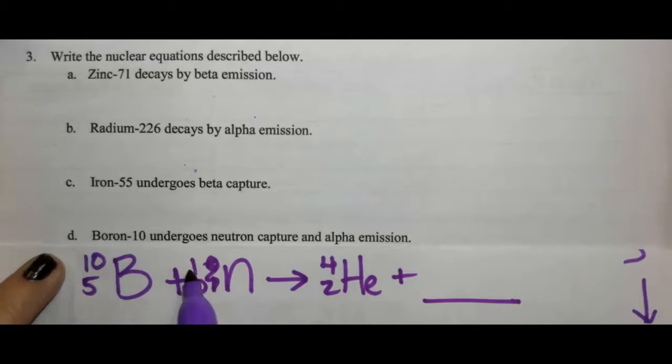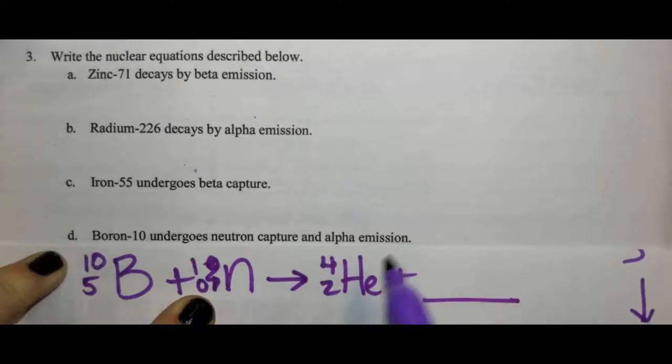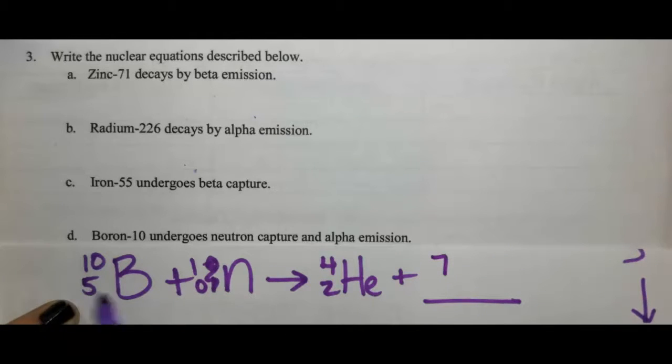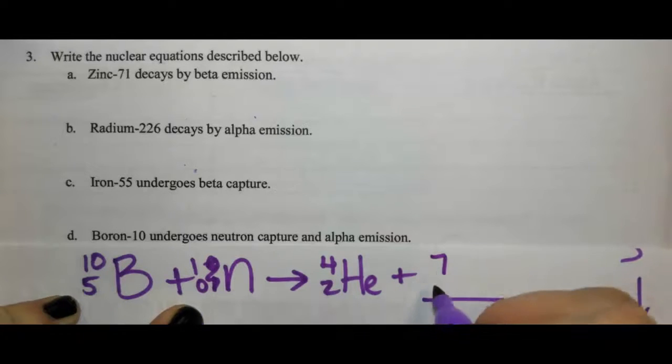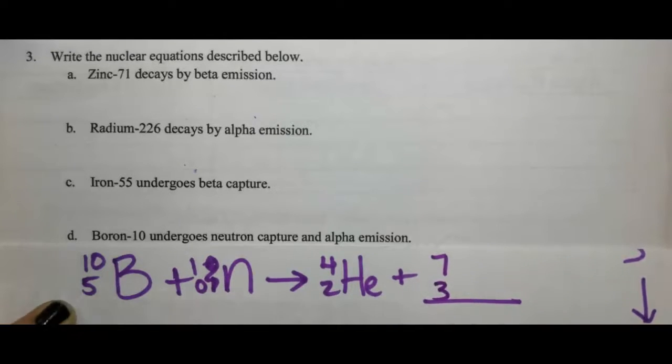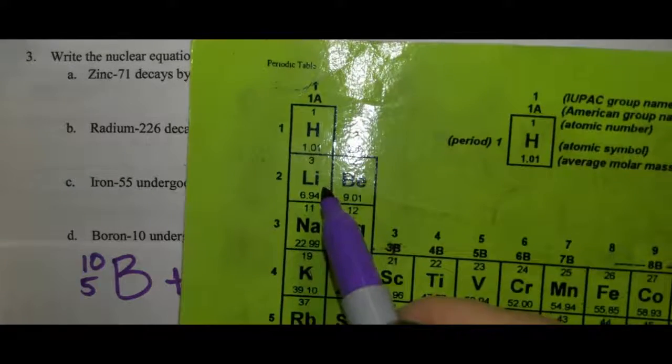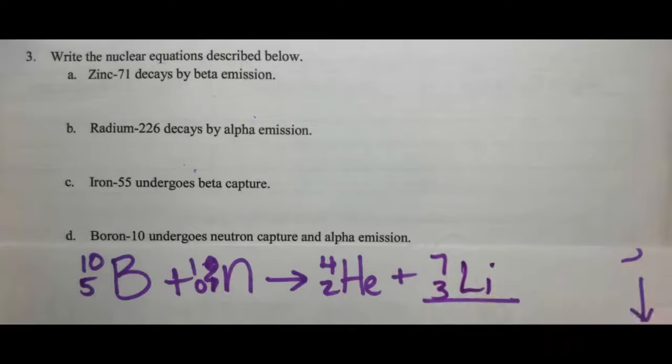So we have 10 plus 1 is 11, which means 4 plus whatever this is has to be 11. So this is going to be 7. And then here we have 5 plus 0, it's 5. So that means 2 plus 3 is 5, and that bottom number is my atomic number, which is lithium. So this is Li.